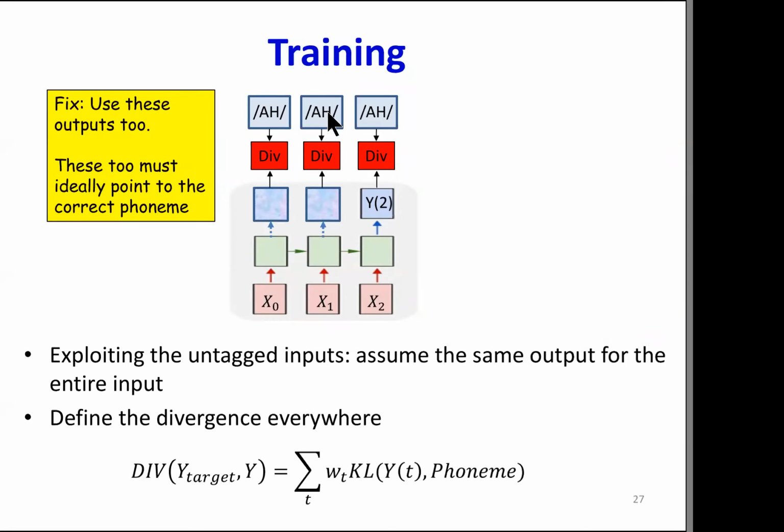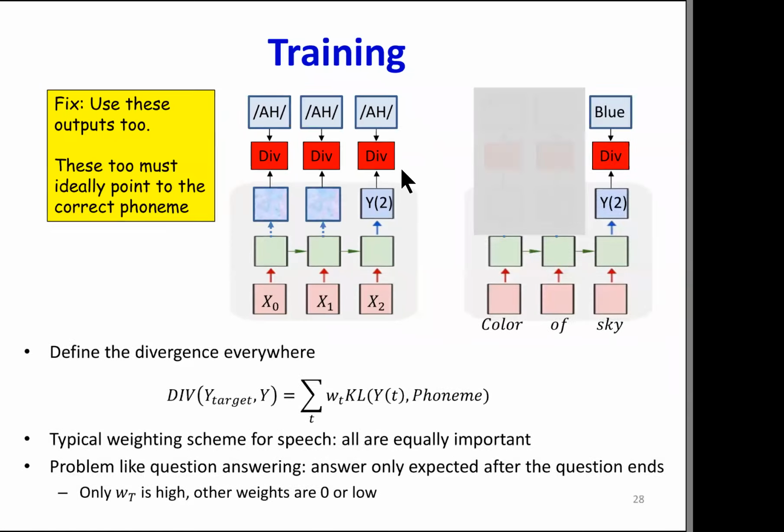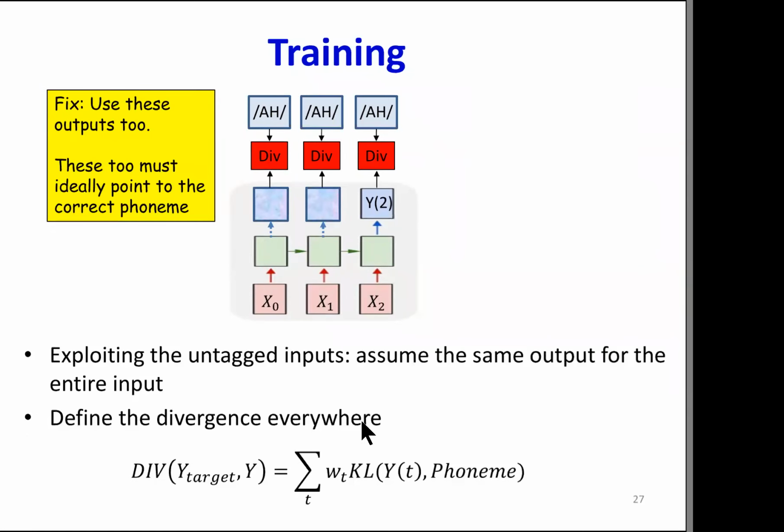So I'd be associating this class R with every one of these outputs. And now we have modified this model to your standard time synchronous model. You can define your divergence as the sum of the local divergence, a weighted sum of the local divergence. And then you can backpropagate the derivatives of this total divergence to learn all the parameters of the network.